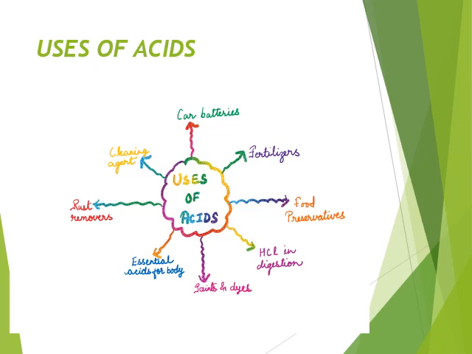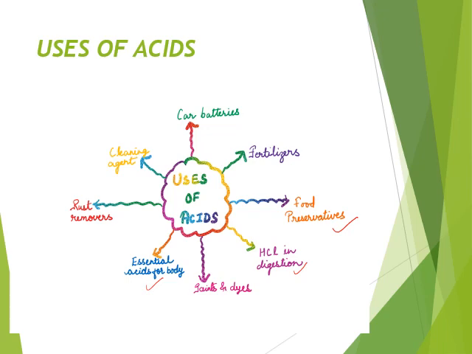Acids are used in various ways. For example, acids present in fruits and vegetables provide us with essential acids required for our body, like citric acid, ascorbic acid, lactic acid. We all get these acids from natural sources. Hydrochloric acid is the main component of the gastric juice, which is secreted in the stomach, and it helps in the digestion of food. Acids are added to food as preservatives.